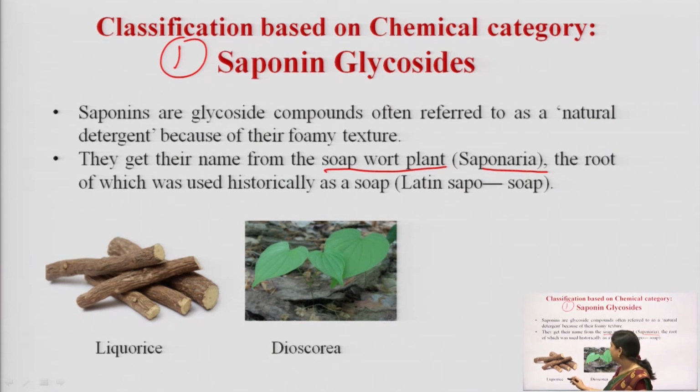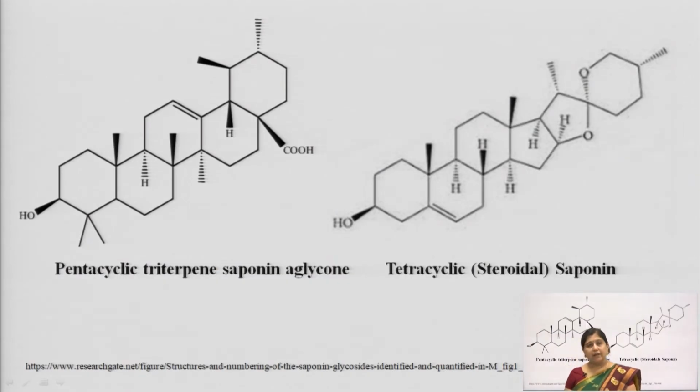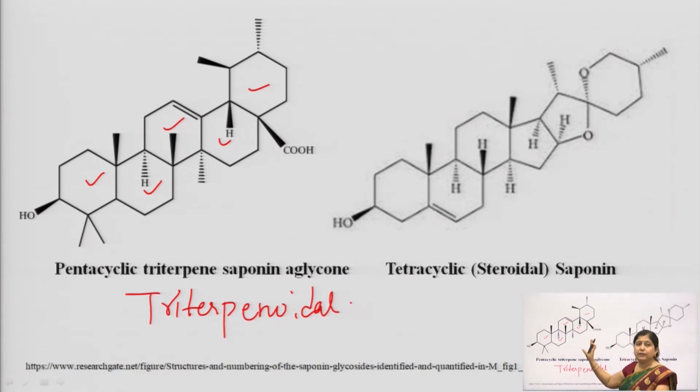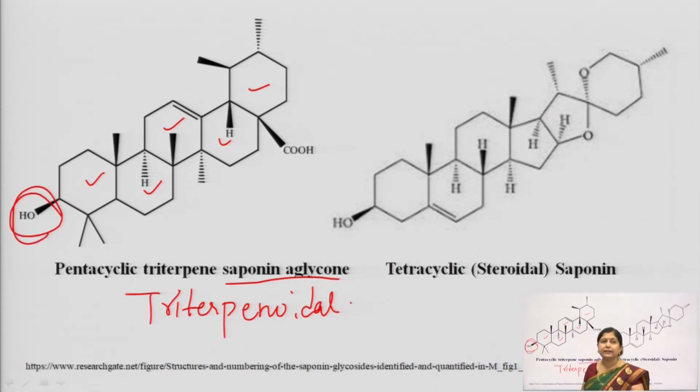The examples I will give first, one is licorice, which is also known as mulethi or glycyrrhiza, and the second one is dioscorea. Now, what is the classification? This licorice belongs to the triterpenoidal category, and this triterpenoidal category has 5 cyclic structures. If we count, we have the pentacyclic structure. Okay. So, this pentacyclic structure is present in the triterpenoidal saponin aglycones. Normally, the glycosidic bonding takes place at this position.